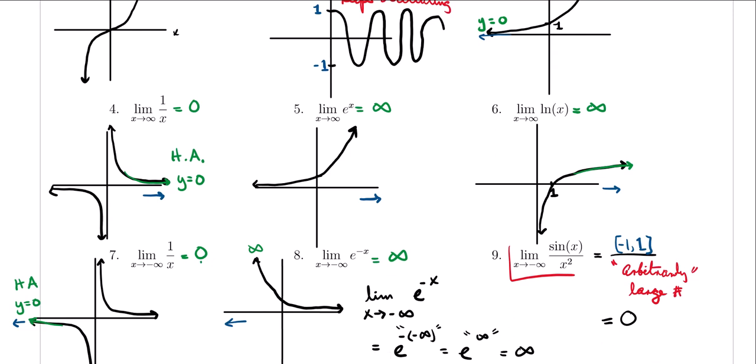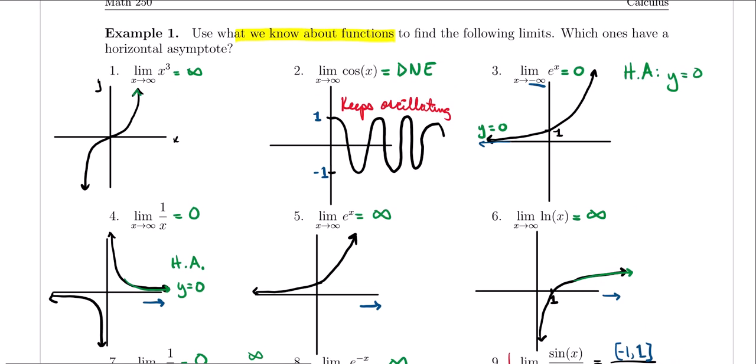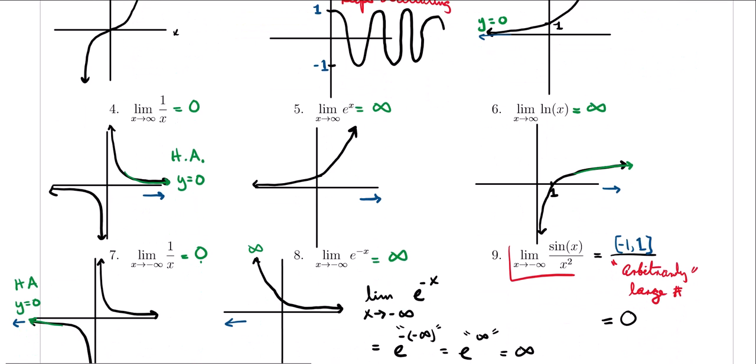So this one here was a trickier one. Now we were able to get an answer here because I was not simply asking you to find the limit for the sine as x approaches infinity or negative infinity. It was the sine over an x squared. So we had a constant divided by some arbitrarily large number.